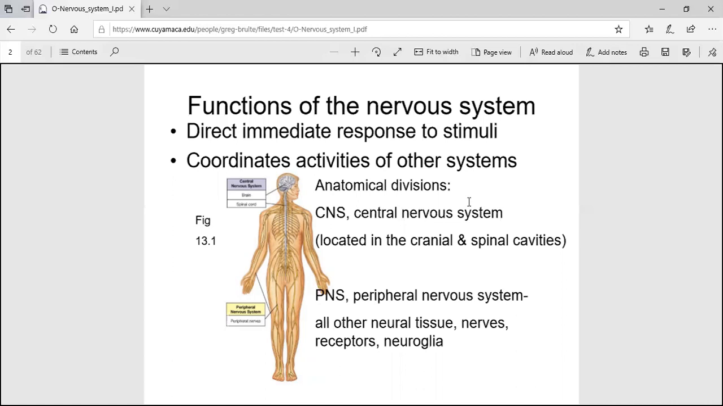So if you have receptors in the periphery, like out in your skin, hot and cold receptors, touch receptors, whatever, that's part of your periphery. Nerves, like your sciatic nerve that we saw on the leg model, that's all in the periphery. Neuroglia, you guys don't know what those are yet. We'll go over those. They're separate little cells that support the nervous system. You probably know one of them, Schwann cells, that myelinate axons in the periphery, but we'll get to it.